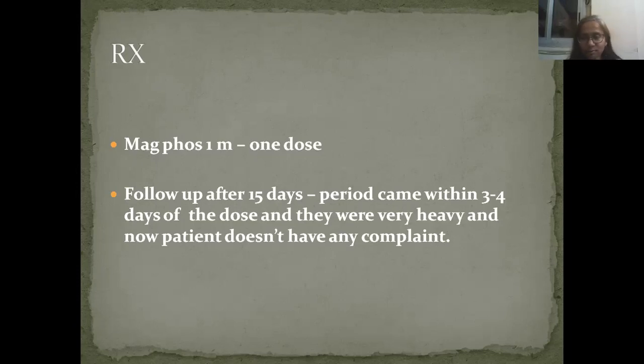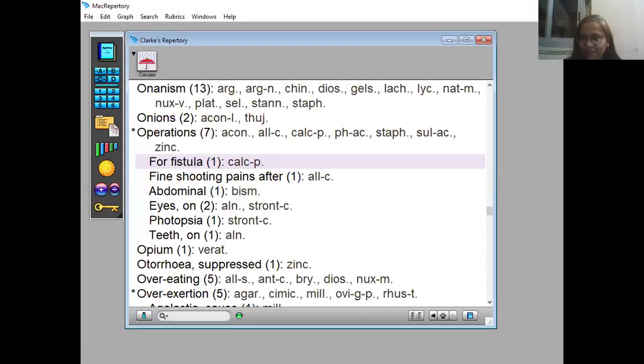And then I followed her up for the next 2 months. Her periods were regular, she didn't have any complaint, and she was completely normal with 1 dose of Mag phos 1M. So this is how clinical repertories help you in such cases where you get stuck.